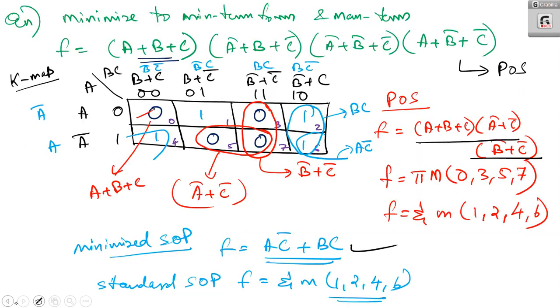So I think you have got the concept of how to reduce the expression using K-map. Here we are done with two variables as well as three variables. In the next lectures, we will be dealing with four variable K-map and how to reduce the expression using four variable K-map. Okay, thank you.